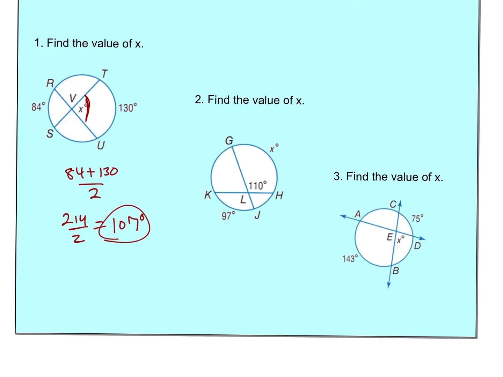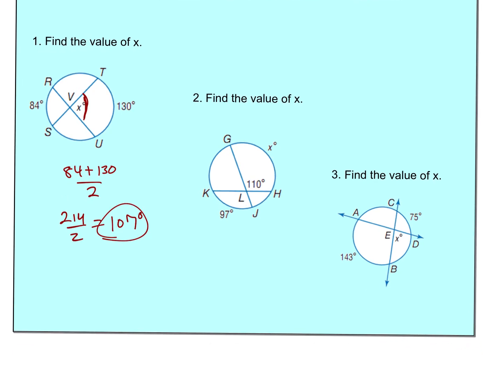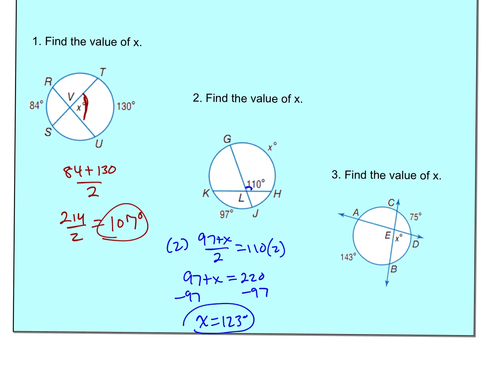Number 2, a little bit different look to it. This time I'm given this angle, so I need to say 97 plus x divided by 2 equals 110. So multiply both sides by 2. 97 plus x equals 220. Subtract 97, and away I go. So x is going to equal 123 degrees. So that makes sense. That's how big this arc is, 123 degrees.